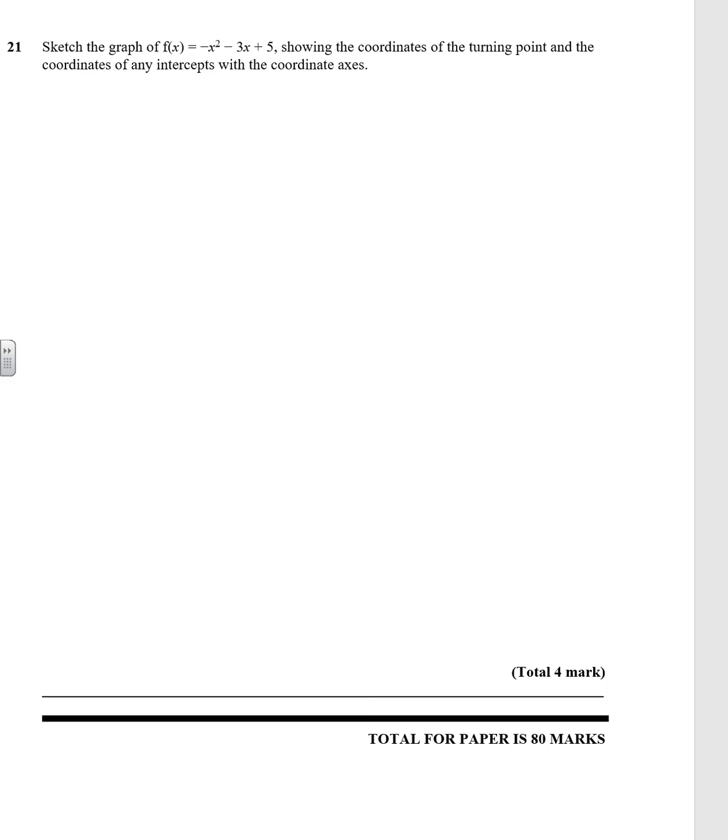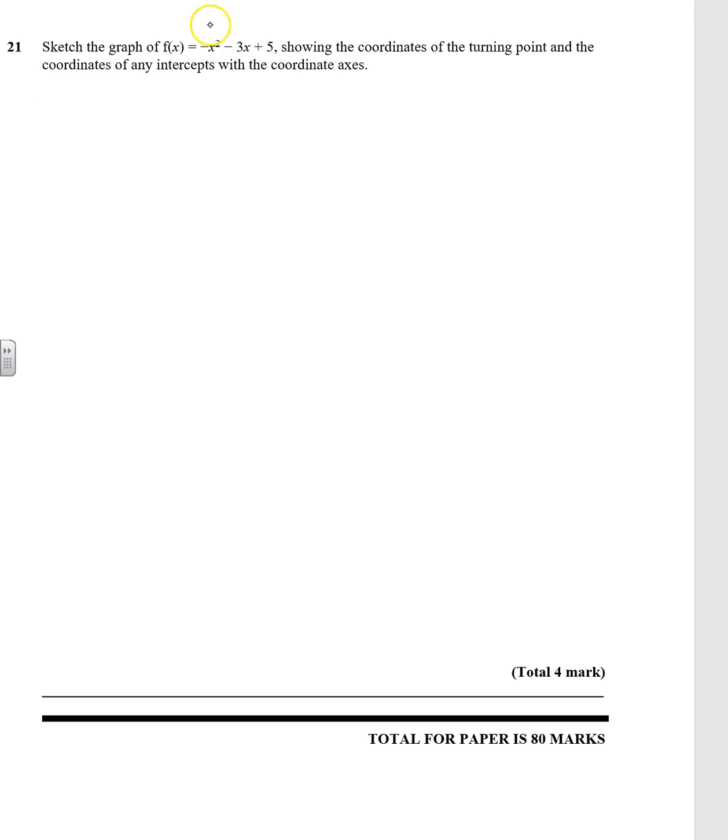Question 21, last question. Sketch the graph of f of x showing the coordinates of the turning points and the coordinates of any intercepts with the coordinate axes. Right, so firstly let's get the turning points, so we need to complete the square.